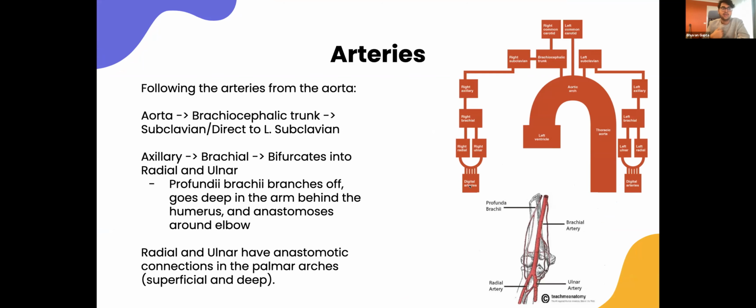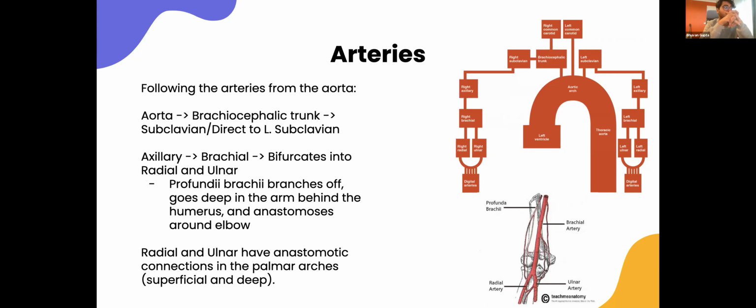So starting from our aorta, we have our subclavian arteries. I won't really go over the branches of the aorta. But yeah, we have a right subclavian or left subclavian, which turns into our axillary artery, and that turns into our brachial artery, and that's going to bifurcate into the radial and the ulnar, which are going to have anastomotic connections in the deep and superficial palmar branches of our hand.